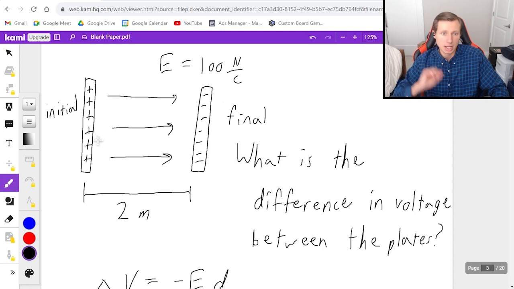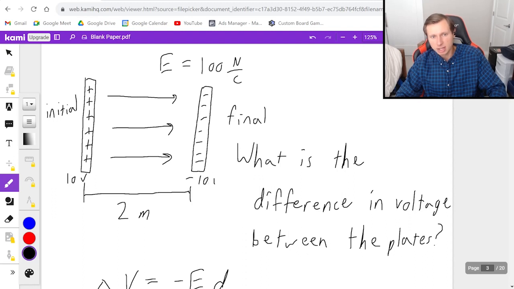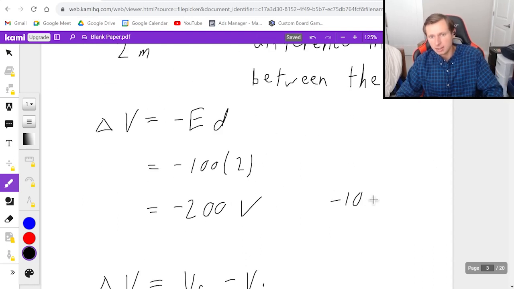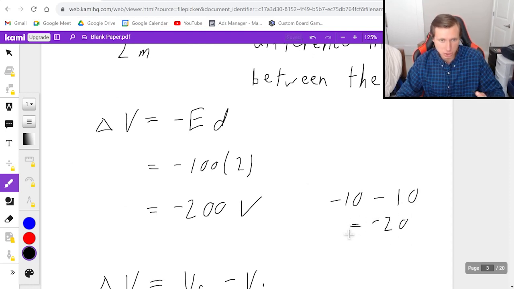And if you don't know what I mean, let me just make up numbers and then maybe you'll understand it. Let's say this side's 10 volts, this side's negative 10 volts. If I do final minus initial, it would be negative 10 minus positive 10, and I would get a negative answer for my voltage. In other words, it makes sense why the negative sign is here.